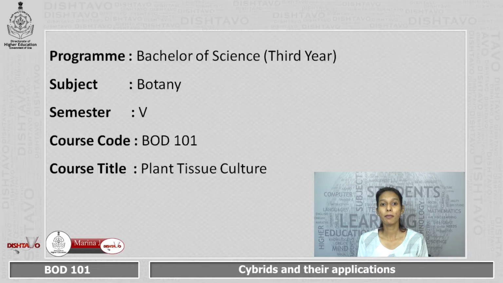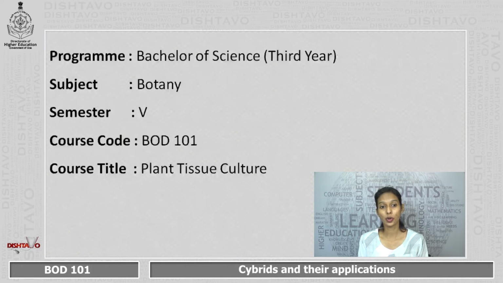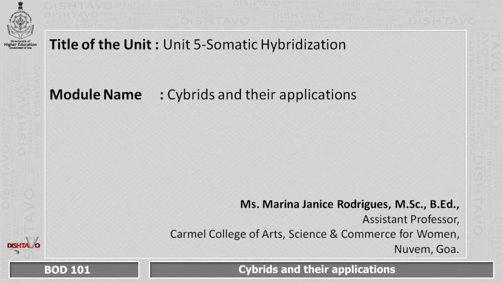Welcome to Program Bachelor of Science 3rd year, the subject Botany, 5th semester, course code BOD 101, course title Plant Tissue Culture. This is Unit 5, Somatic Hybridization, and the name of this module is Cybrids and their Applications. I am Ms. Marina Janice Rodriguez, Assistant Professor in Carmel College of Arts, Science and Commerce for Women, Nuve, Goa.